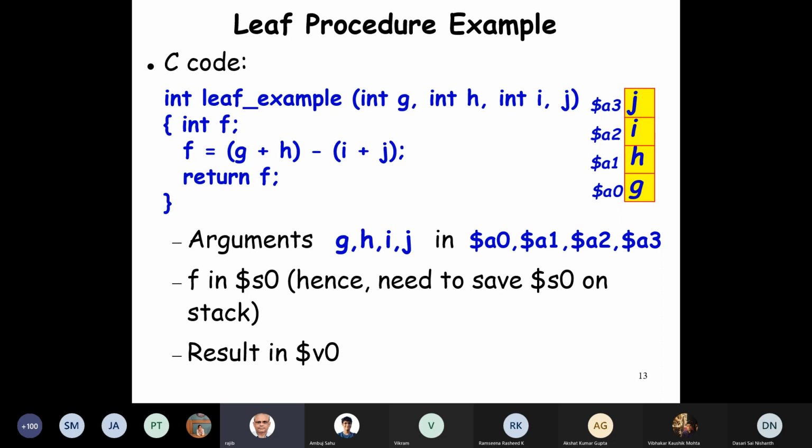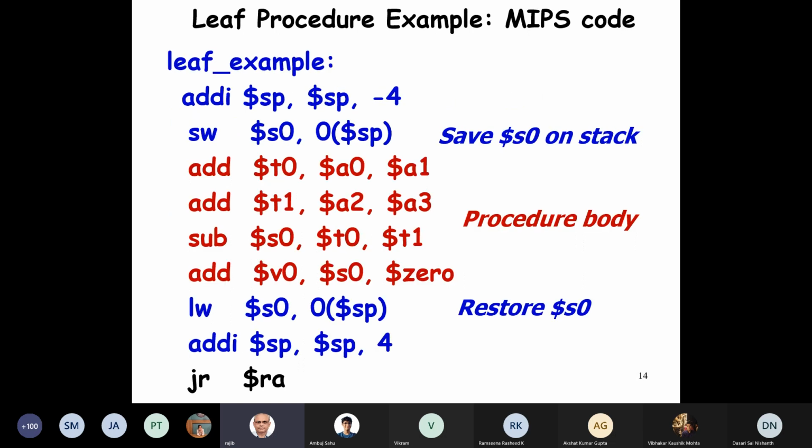Now let's write the exact code. Before the code works, as I said, g, h, i, j must have been put in A0, A1, A2, A3 in the calling procedure. We should have this code. Now let's look at the procedure code. To write a procedure, we give a label first. The name of the procedure becomes the label here. And the first thing we do is the discipline of saving any saved register we want to use into the stack.